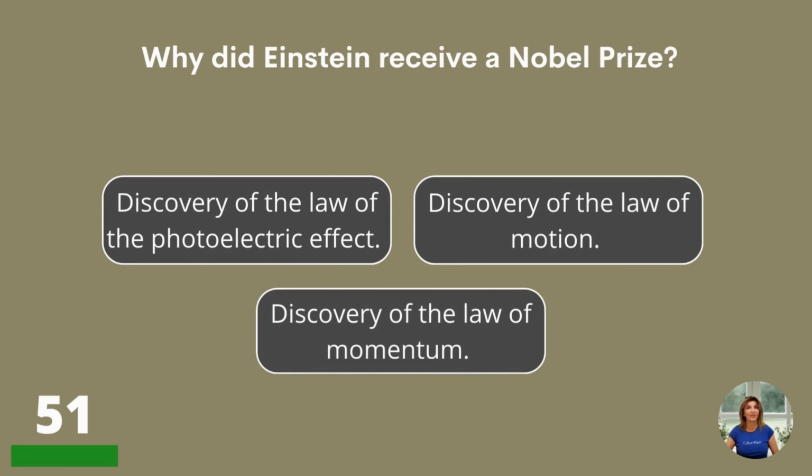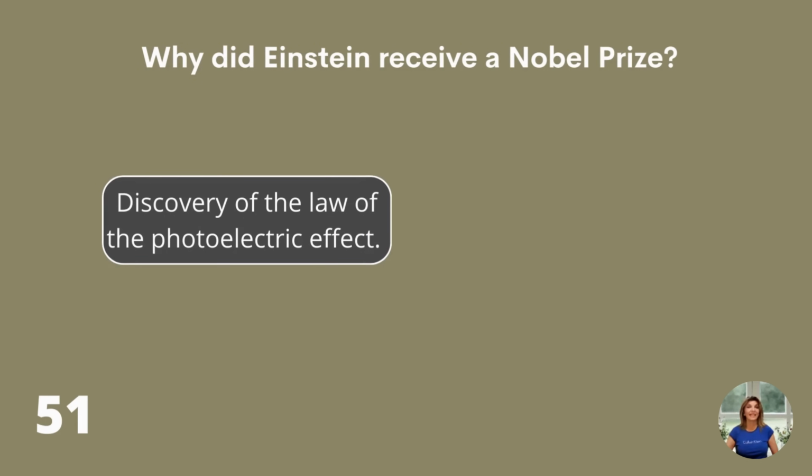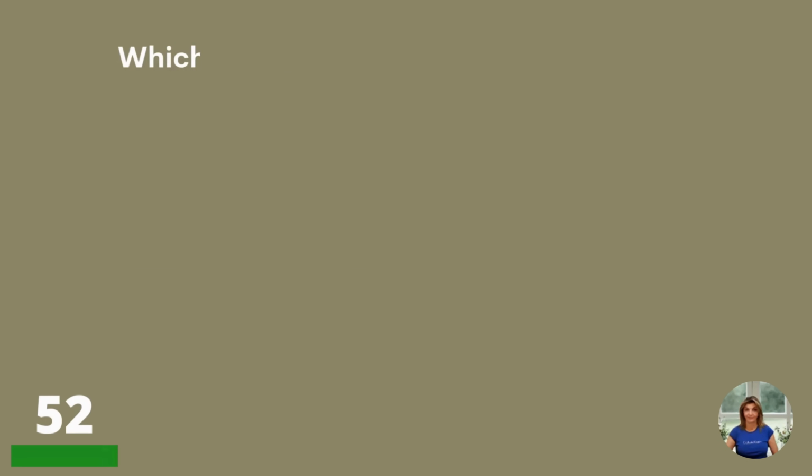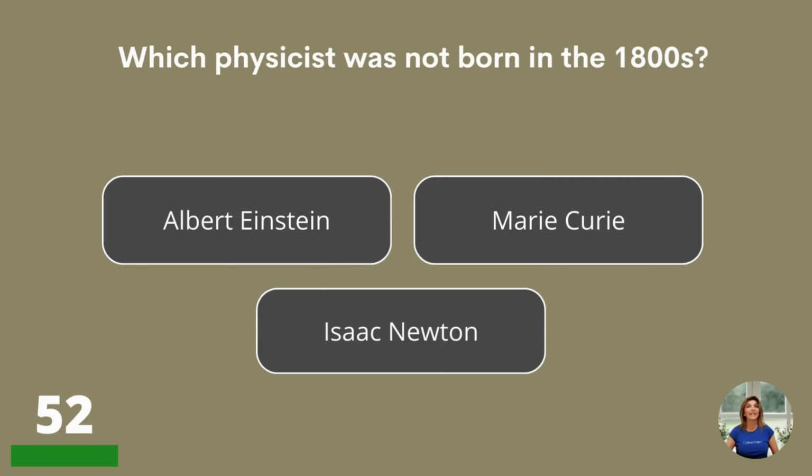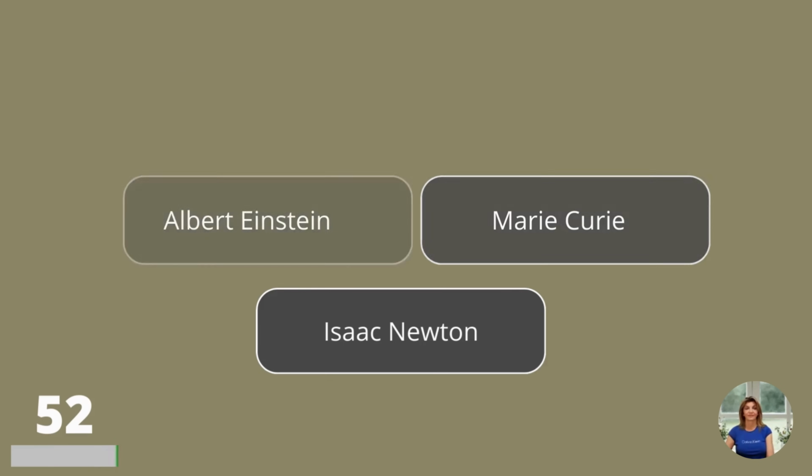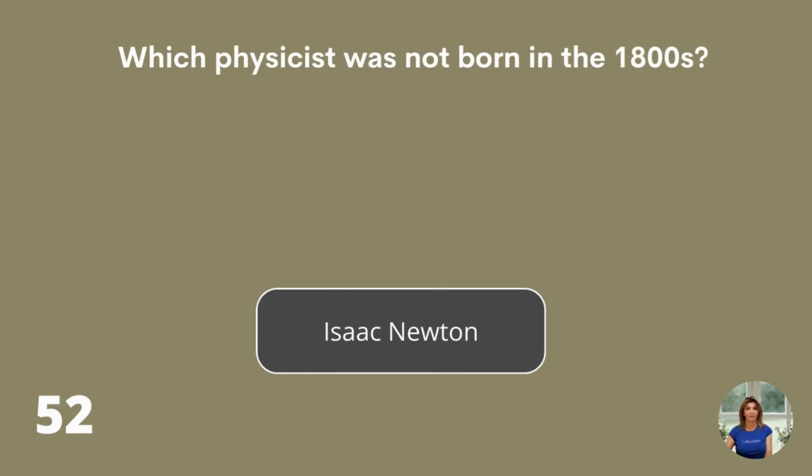Why did Einstein receive a Nobel Prize? For the discovery of the law of the photoelectric effect, for the law of motion, or for the law of momentum? The photoelectric effect. Which physicist was not born in the 1800s? Albert Einstein, Marie Curie, or Isaac Newton? Isaac Newton.